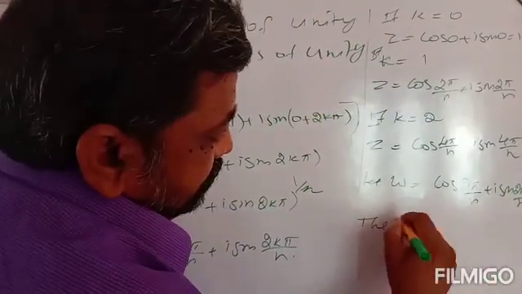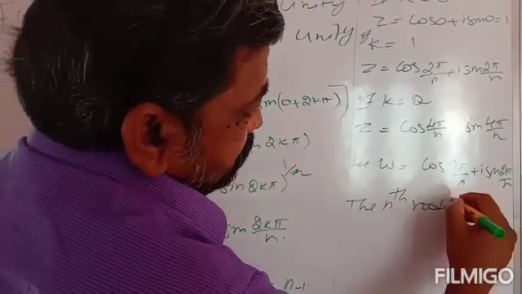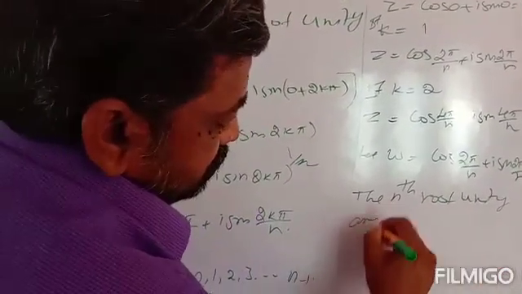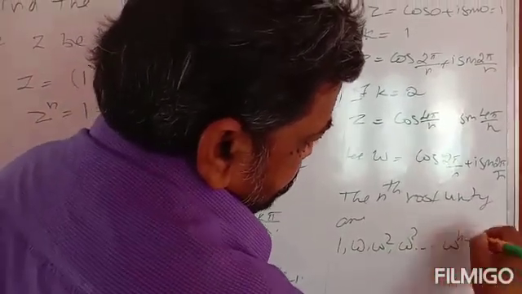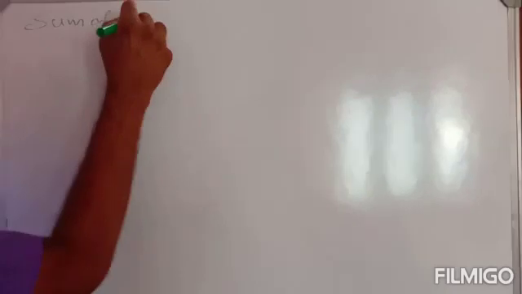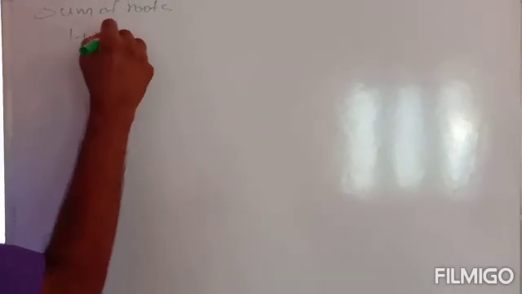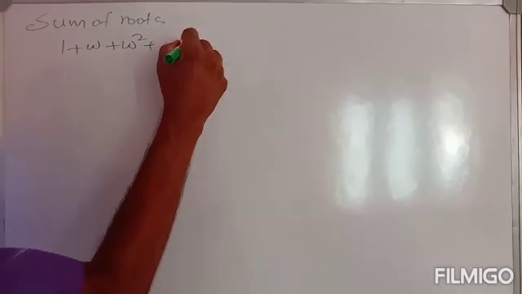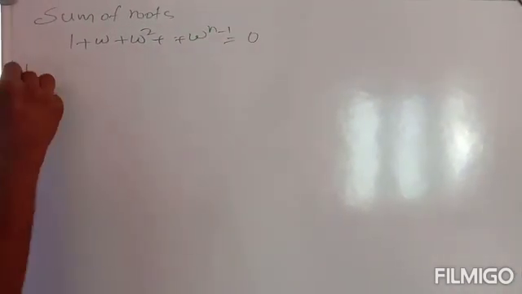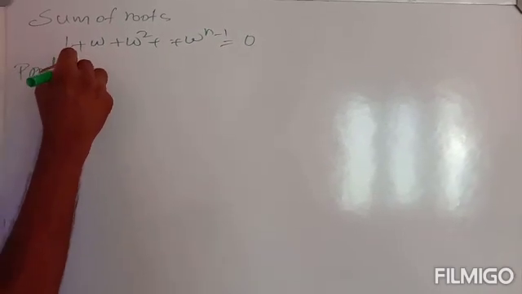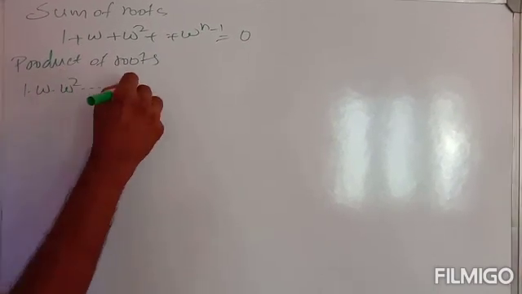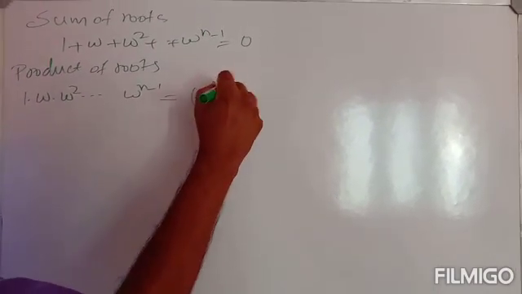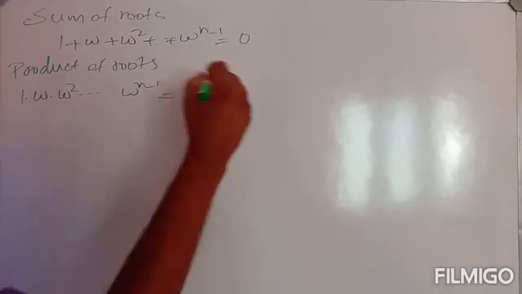And the nth roots of unity are 1, omega, omega square, up to omega power n minus 1. Sum of the roots, that is 1 plus omega plus omega square plus up to omega power n minus 1, is equal to 0. Product of the roots, that is 1 into omega into omega square up to omega power n minus 1, is equal to minus 1 power n minus 1.